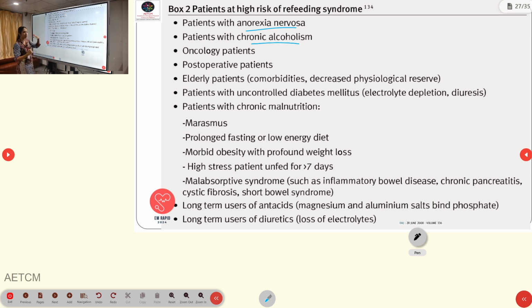These are seen mostly in patients with anorexia nervosa, chronic alcoholic patients, oncology patients, post-operative patients who were not receiving feed for many days, elderly patients with a lot of comorbidities, patients with uncontrolled sugar, prolonged fasting patients, patients taking a low energy diet, marasmic patients, and morbidly obese patients with profound weight loss, then patients having some malabsorption problem, and patients taking long term antacids and diuretics.